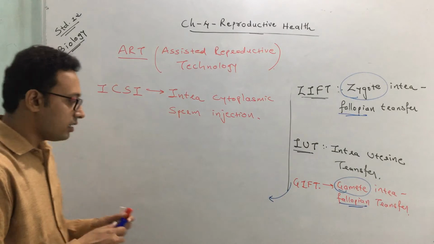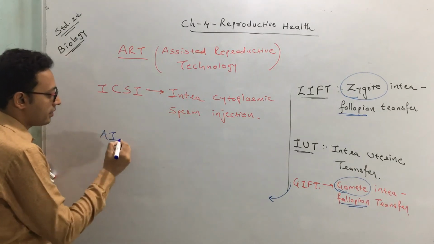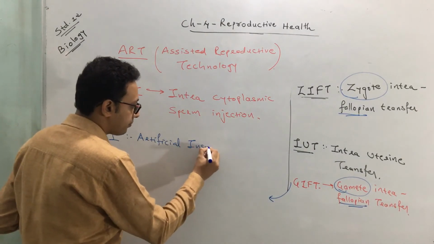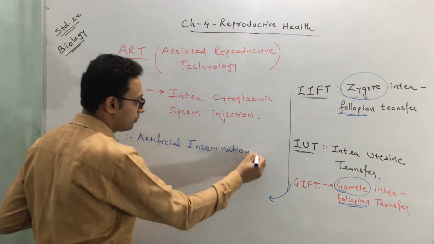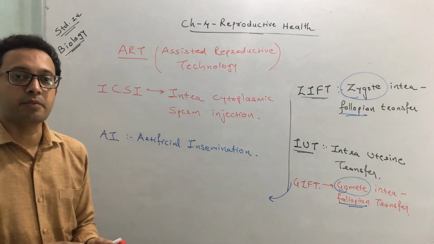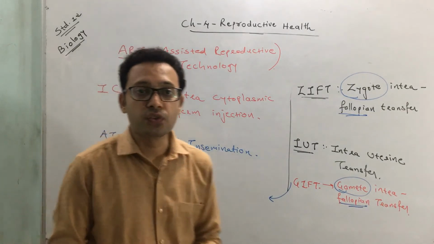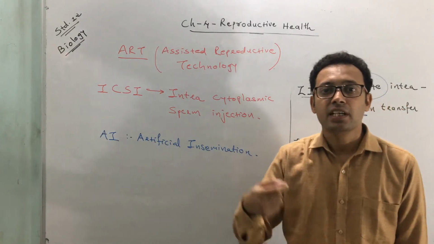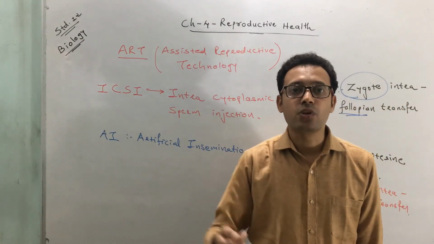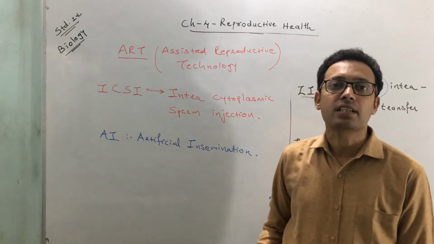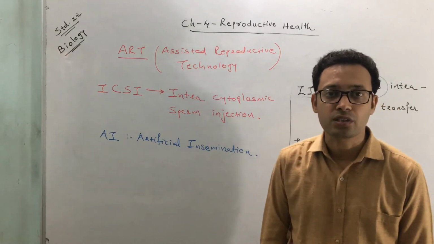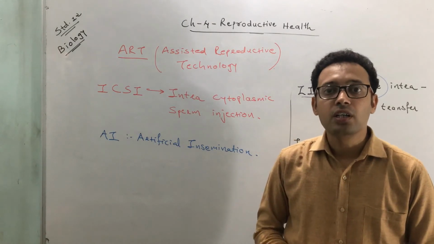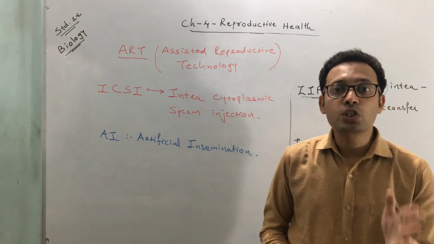The next method is called AI. AI means artificial insemination. What is AI? Artificial insemination is a technique useful in couples where a male is not able to inseminate, meaning he is not able to deposit his semen into the vagina. In that circumstance, this technique is adopted. Artificial insemination is used if a male is not able to deposit his semen in the vagina, or if the semen produced has a low sperm count.